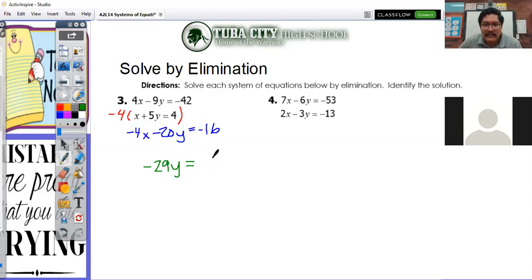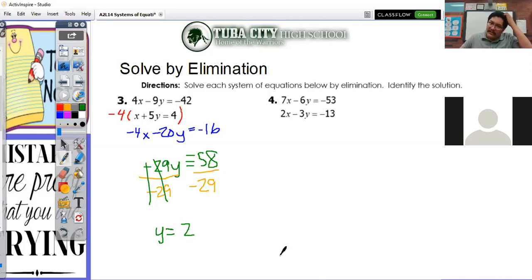So 6 plus 2 is 8. And they're both negative, so they're going to add just like they would add regular numbers. That should be negative. I should have put enough room in there for a negative, but I didn't. So you just have to remember that that 58 is negative. Divide both sides by negative 29, because I want to get rid of this negative as well. And y equals 2. All right, so there we go. We got the first one.